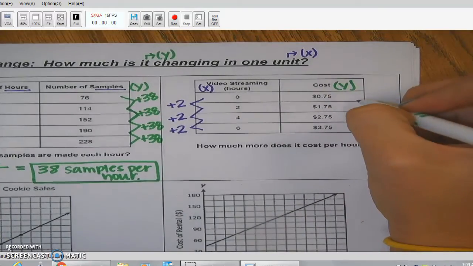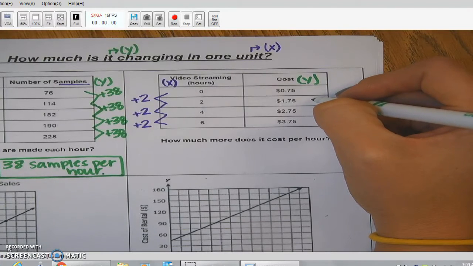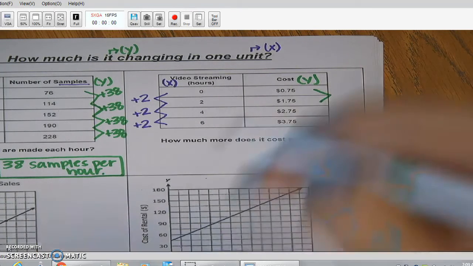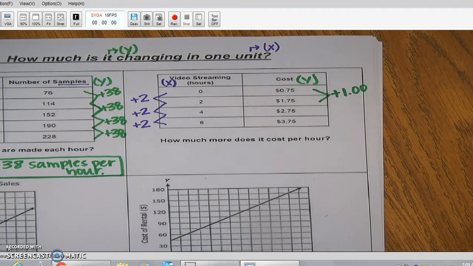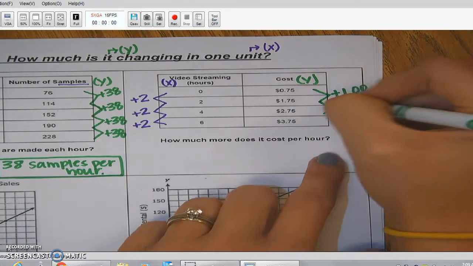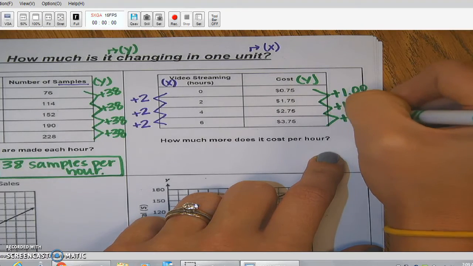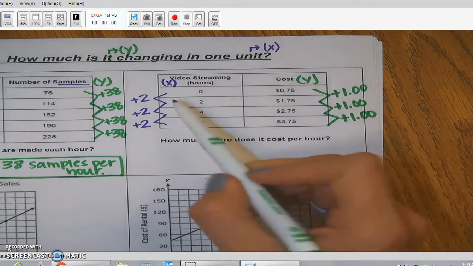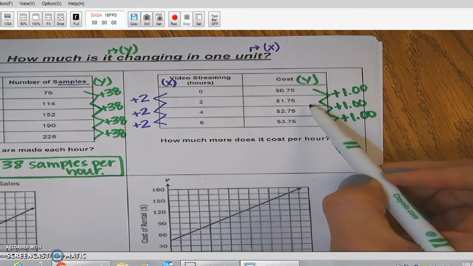Now I'm going to do the same thing with y. So for my y values, it starts at 75 cents for 0 hours, and then it increases up to $1.75. So I noticed that I added $1 between those two. And then from $1.75 to $2.75, I added one more dollar. And then same thing here, added one more dollar. So to get my rate of change, this is telling me that every time we added 2 hours to our video streaming, we added $1 to our cost.